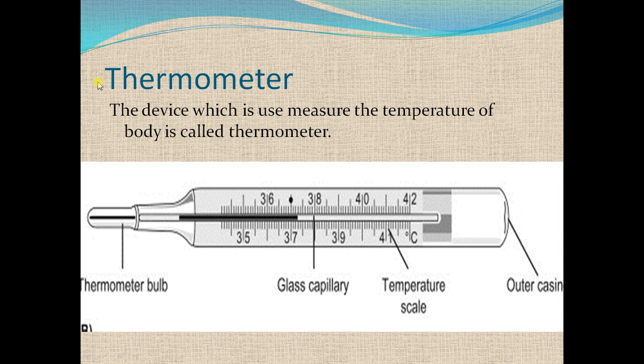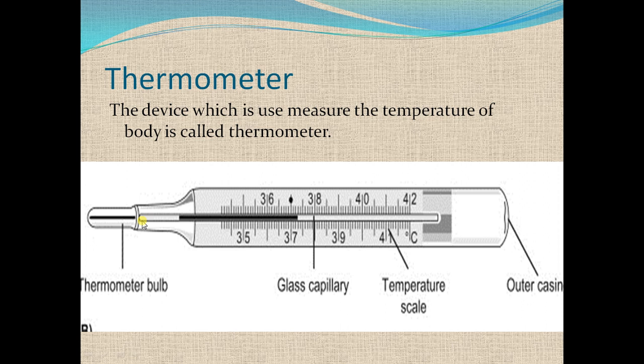Thermometer. The device which is used to measure the temperature of a body is called a thermometer. Now let's discuss the structure, different parts and material of this device, the thermometer. A thermometer consists of a thin glass tube called a capillary tube. So this is the capillary tube. You can see here in the center, it has a white bulb. This is the white bulb at one end.